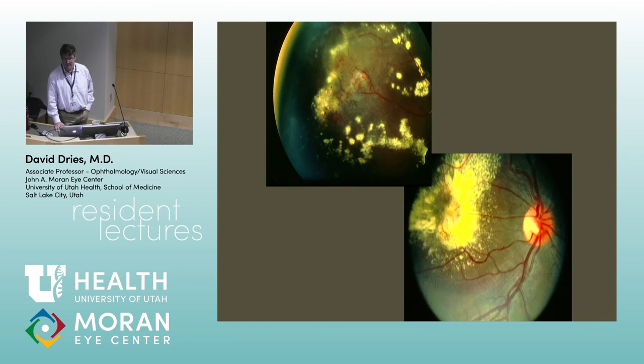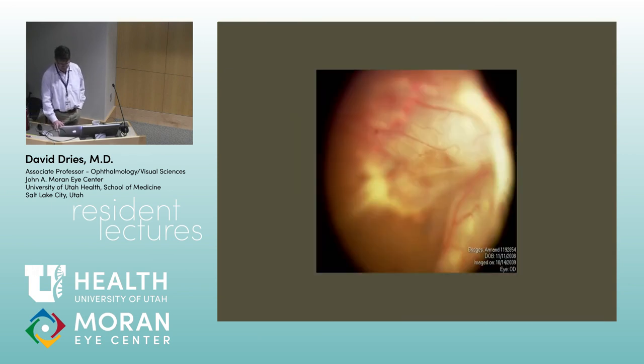This one? What do you see here? What are these little things on the vessels? Microaneurysms. Telangiectasias, microaneurysms. What do they do? They're leaky, right? There's exudate in the retina. This one? That's the hard one. Yeah, that's the hard one.